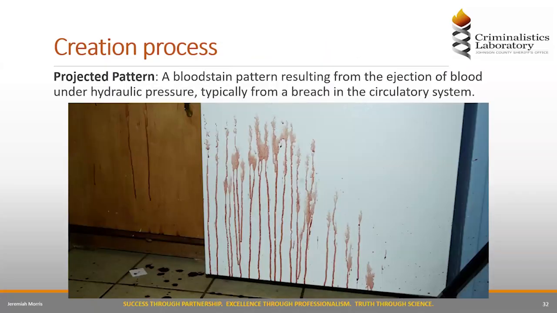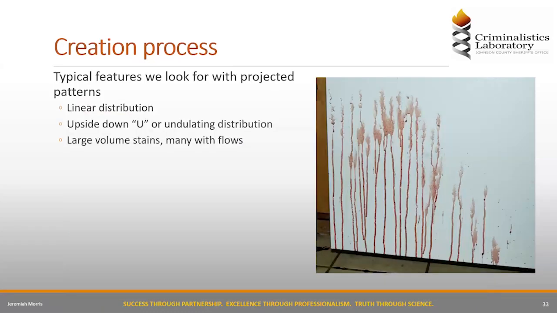So another thing when we deal with other variations in creation processes, think about a projected pattern. And this is a pretty classic projected pattern. This is actually at a scene. It's not lab generated. It's blood that's created from the ejection of blood under hydraulic pressure, typically from a breach in the circulatory system. And so we see these features and we think, well, what are the features, again, that you typically look for in projected patterns?